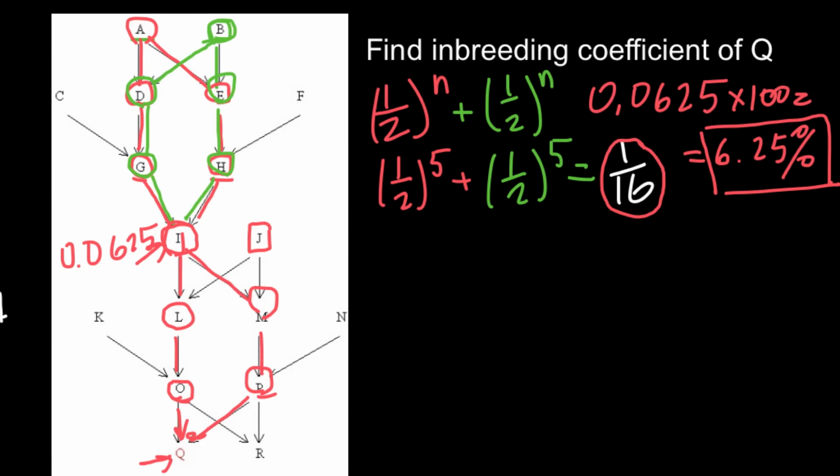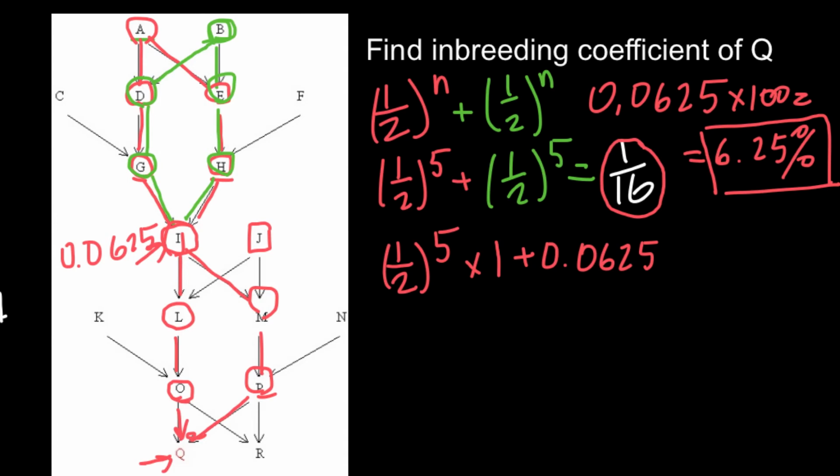So this gives us, once again, 1/2 raised to the 5, but this time individual I is inbred. So now we have to account for this fact, and we have to multiply by the inbreeding coefficient of the individual I. So we have to multiply by 1 plus 0.0625.